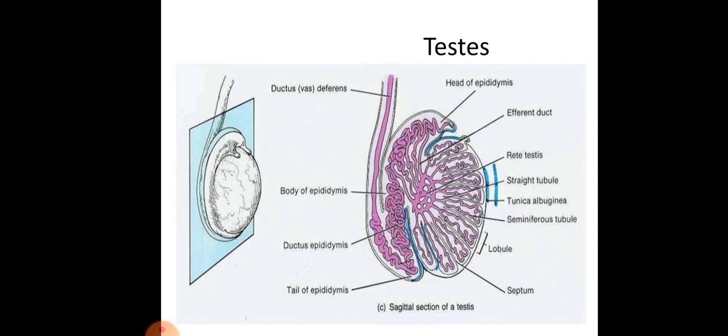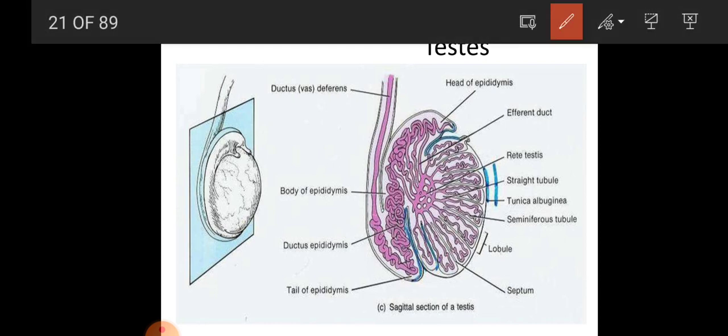So in the diagram we can see there are different lobules, and each lobule contains 2 to 3 seminiferous tubules. The seminiferous tubules are continuous in the form of rete testis. It is a network, and then the efferent ductules of this rete testis continue into the epididymis.